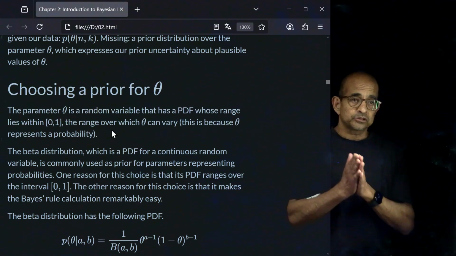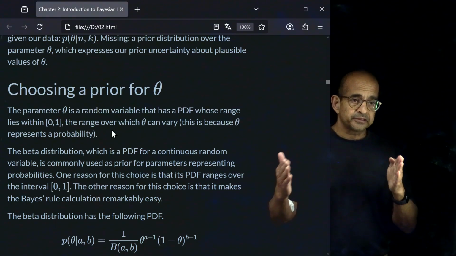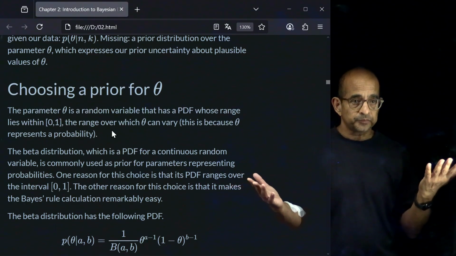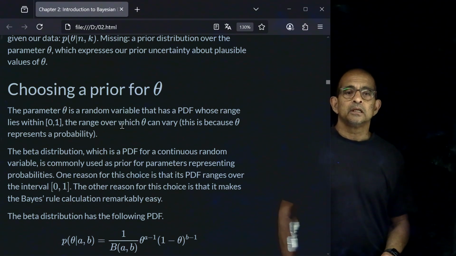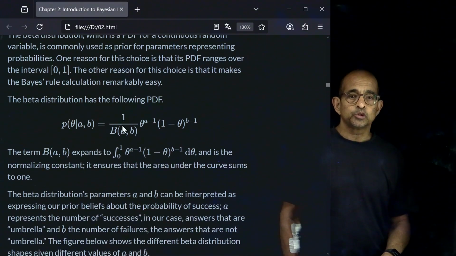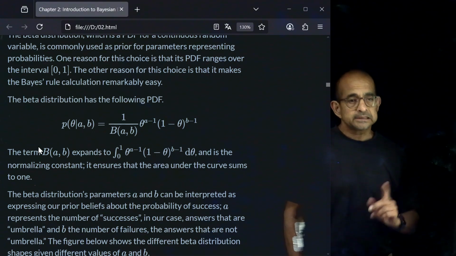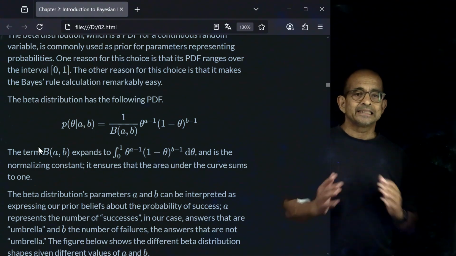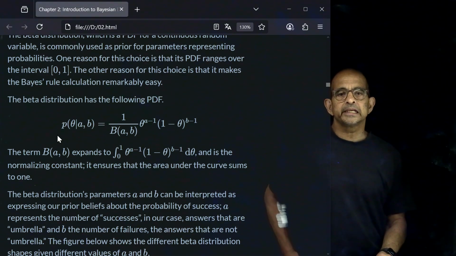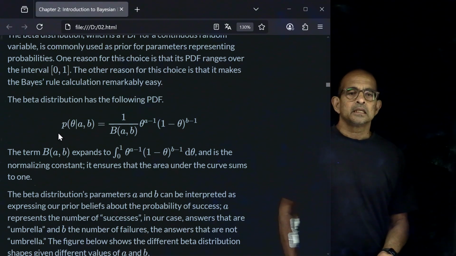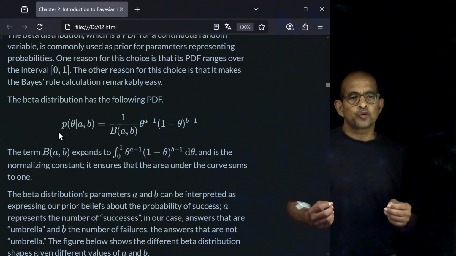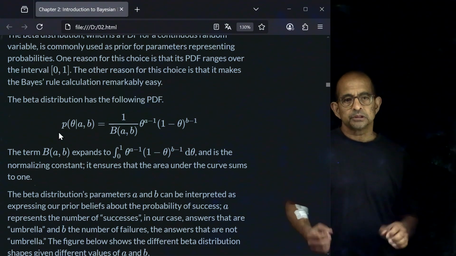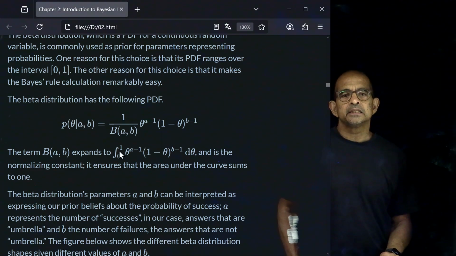Theta is a probability, so theta has to have a prior that ranges from 0 to 1. The uniform prior was one such prior distribution that we could have chosen, but there is another distribution that is really appropriate for this particular situation, and that's the beta distribution. So what you're looking at here is the probability density function for the beta distribution. The beta distribution is defined in terms of two parameters, A and B.